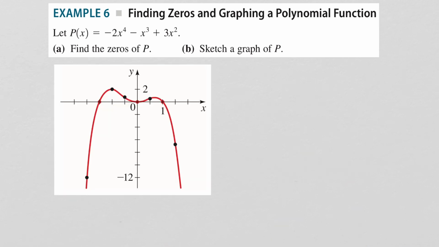So here is a nicer picture showing the 0 at negative 3/2, the 0 at 0, and also the 0 at 1. And again, you can see that it barely touches the x-axis here at this particular 0.